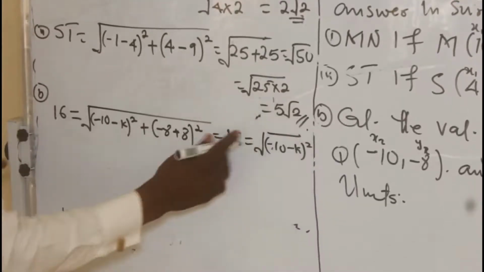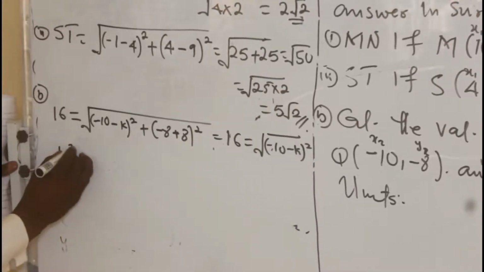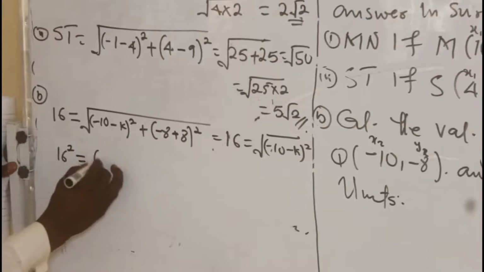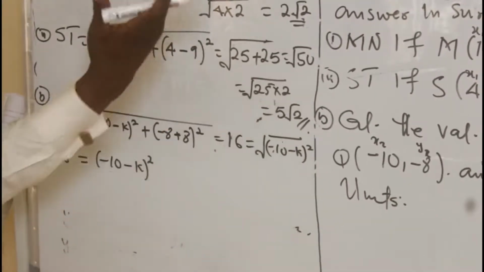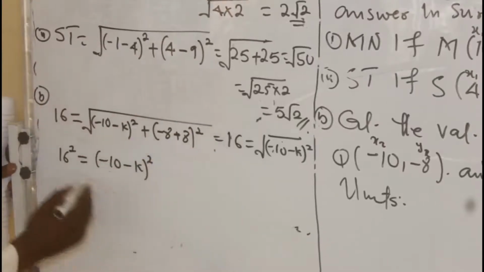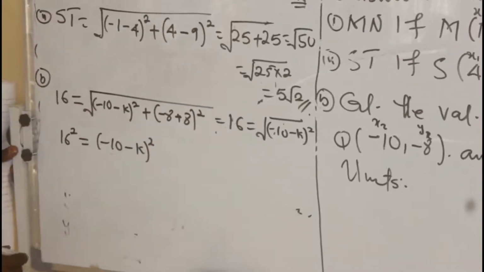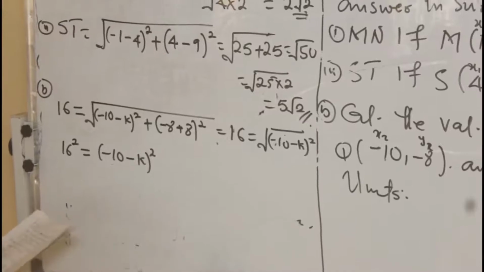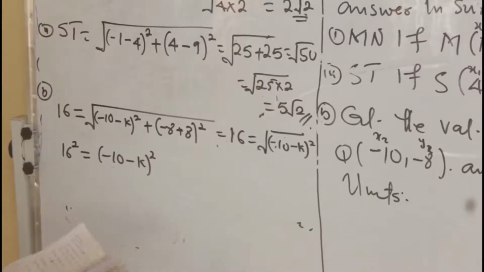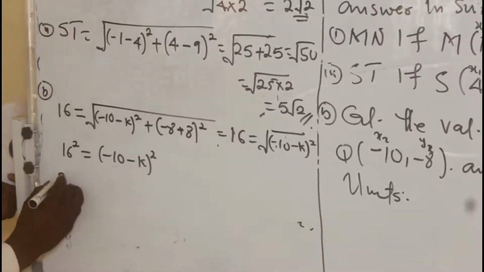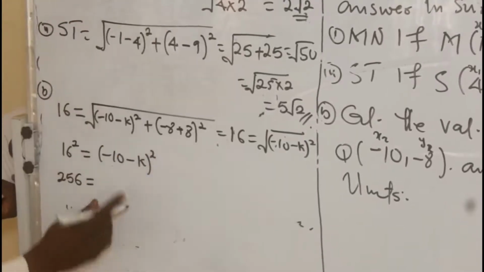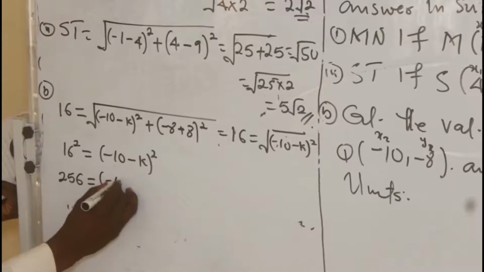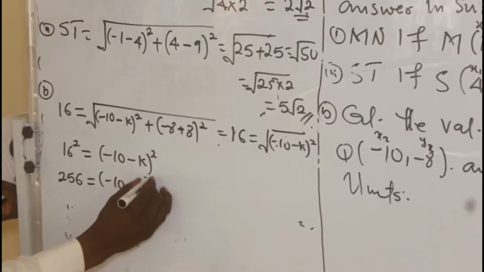So when you take the square of both sides, this will now be what? 16 square is equal to minus 10 minus k all squared. You know the square root now will go when you take the square of both sides. So what is 16 square? We have 256. 16 square is 256. It's now equal, you know the square root will go, to minus 10 minus k all square.